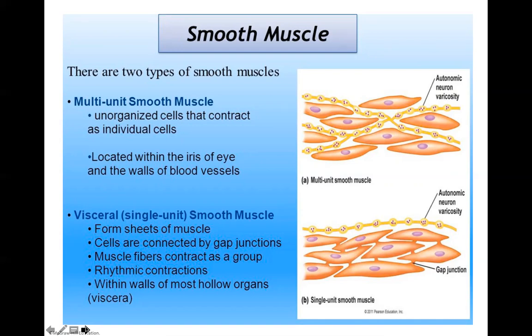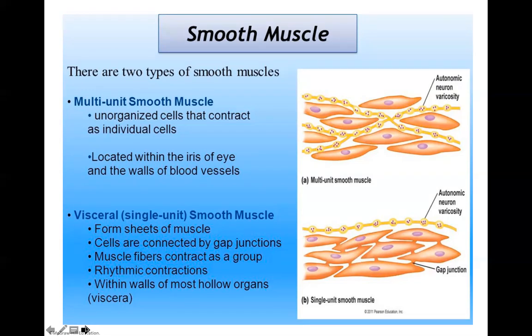This is present within the iris of the eye, within the walls of the blood vessels. All of the cells are acting independently of each other. In visceral or single unit smooth muscle, this is where gap junctions are really abundant between cells, and cells are acting as one single entity. So that's why it's called single unit. All of the cells are functioning as a single unit.